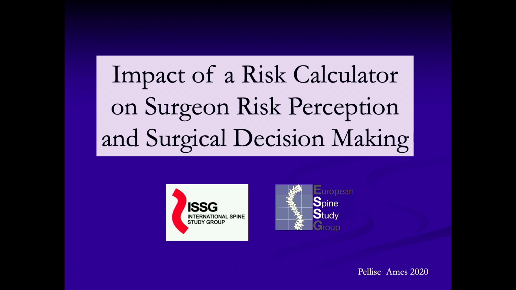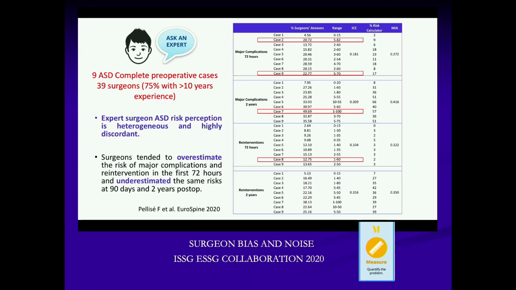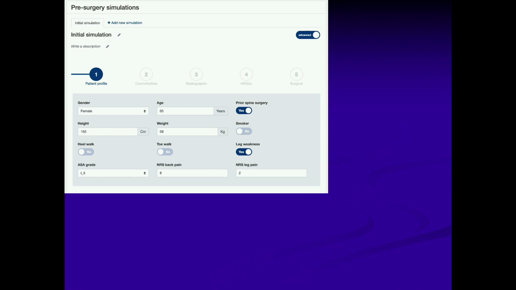Here's a great proof. This is a study I did with Ferran Pellisé in Barcelona, where we sent difficult cases around to the top surgeons in ISSG and ESSG. We asked them, what do you think is going to be the 2-year complication rate on this patient? And the surgeon estimates were anywhere from 1 to 100%. So that's not very helpful, right? And these are surgeons with 10, 20, 30 years of experience. These are not inexperienced surgeons. So there's tremendous variability.